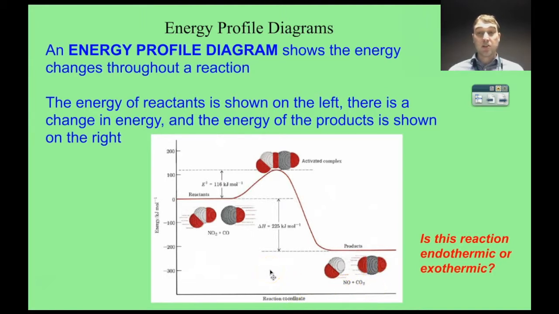I'm going to ask you a question: is this reaction endothermic or exothermic? So this reaction is exothermic, and we can tell that because energy is being released here. Our reactants have more energy than our products, so there's a difference there. If there's a difference between the reactants and products, in this case the reactants have more energy than the products, that means it's exothermic. Energy is being kicked out to the outside world.